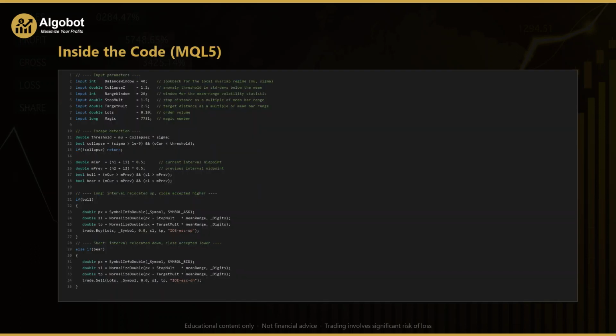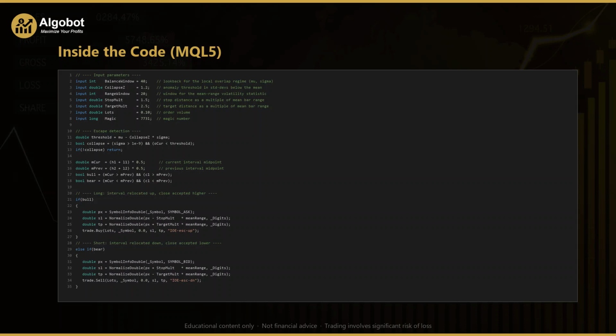Here's the heart of the MQL5 code as you'd see it in MetaEditor. At the top are the input parameters. BalanceWindow, defaulting to 40, sets the lookback for learning the local overlap regime, its average and dispersion. CollapseZ, at 1.2, is how many standard deviations below that average the overlap must fall to count as an escape. Range window, at 20, defines the window for the mean range volatility figure that scales the stop and target.